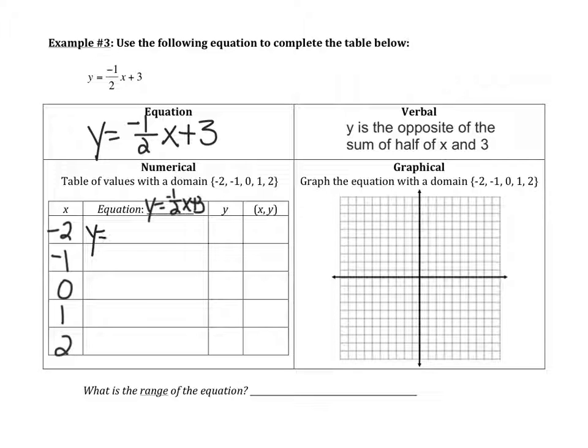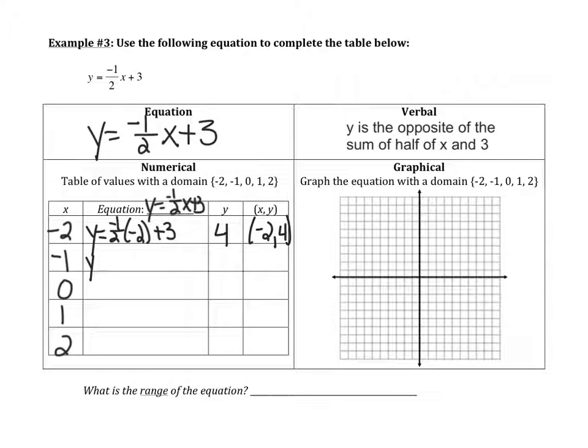Y equals -1/2 times -2 plus 3. A negative times a negative is a positive. Half of 2 is 1, so I have 1 plus 3, which is 4. So my ordered pair would be -2, positive 4.